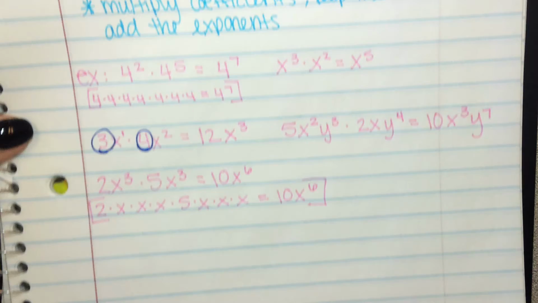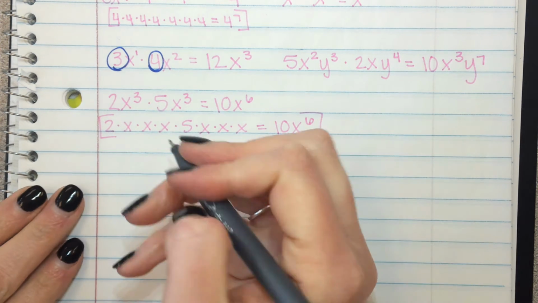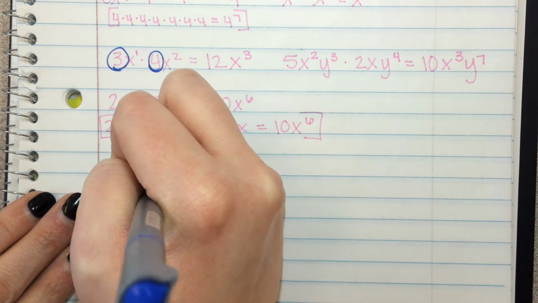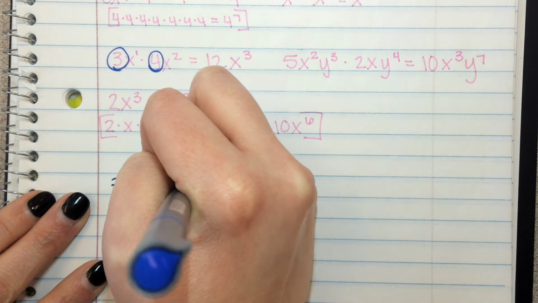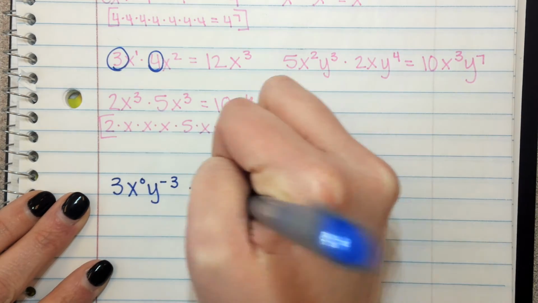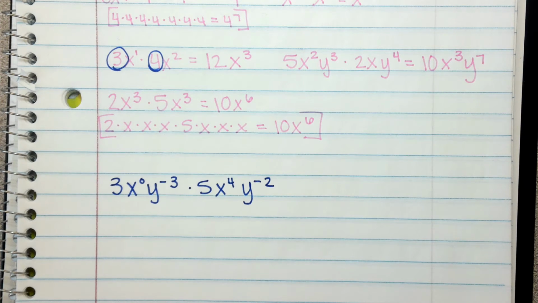All right, now, real quick before we move on, let me show you a couple problems where you have all of your rules combined. So, say I have 3x to the 0, y to the negative third times 5x to the fourth, y to the negative second. Okay, so I'm going to, you can do it a couple different ways. I'm going to do the product rule and the 0 rule first. I'm going to leave the negative rule until the very, very end, just because I think it's easier that way. And we haven't talked about division yet.